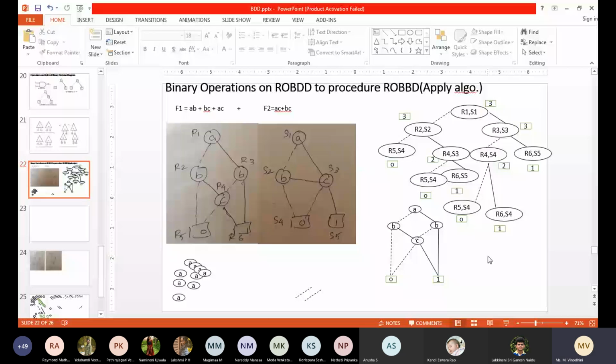Clear, students? Any doubt? Actually speaking, here we are using apply algorithm and also reduce algorithm both to perform a binary operation on ROBDD. Students, is it clear? Any doubts? Or you are listening? Yes, ma'am.